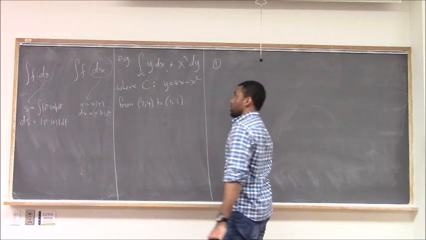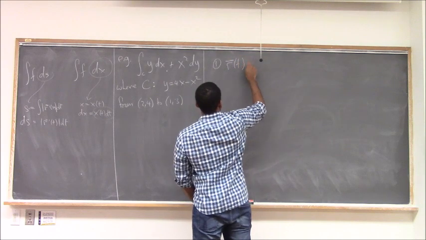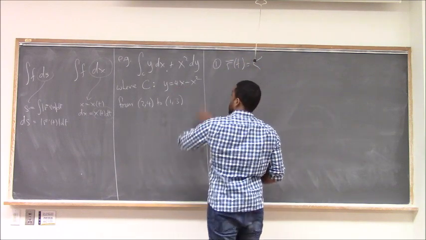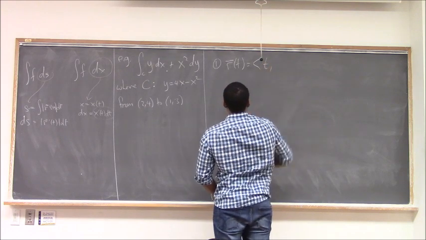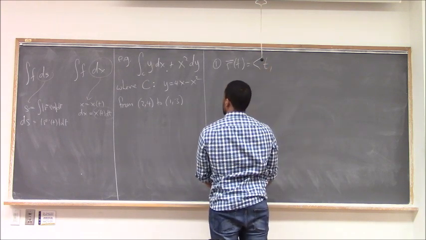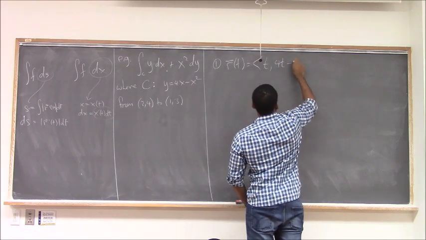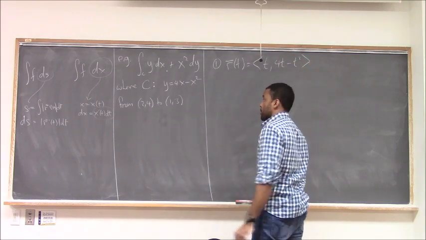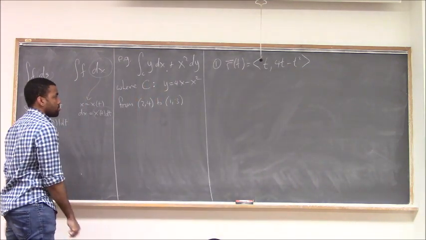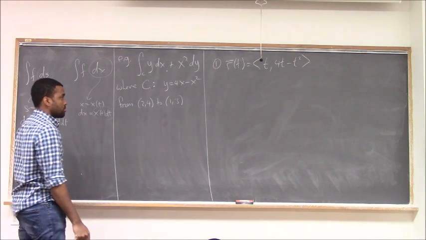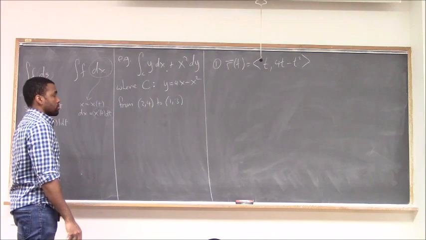So what's the first thing we're going to do? Parameterize. How are you going to parameterize this? Set x equals t, so my y is 14 minus t squared. Okay, and what are my limits here? 1 to 2. 0 to 1 to 2.